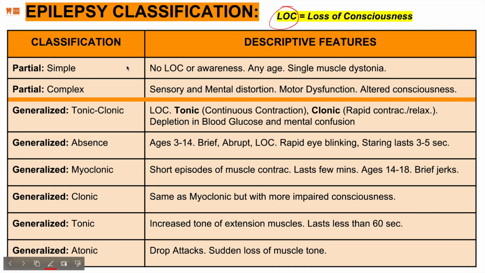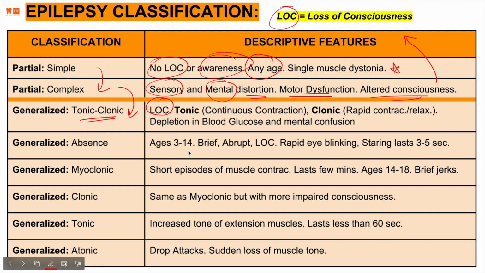Partial simple is basically no loss of consciousness, no loss of awareness, can happen at any age, and can be up to a single muscle dystonia. Dystonia is just loss of muscle tone. And moving on to complex, now we have sensory and mental distortion, as well as motor dysfunction. And of course, altered consciousness is now possible.